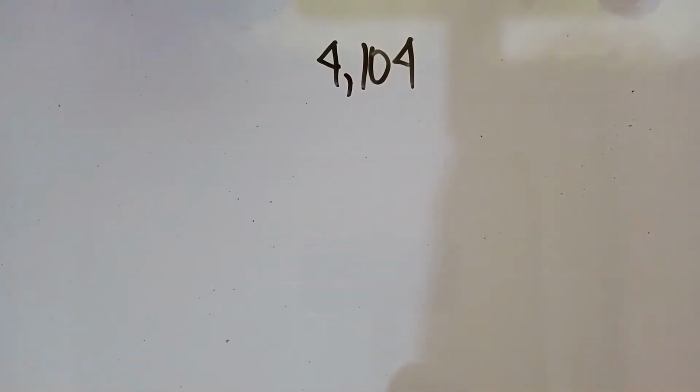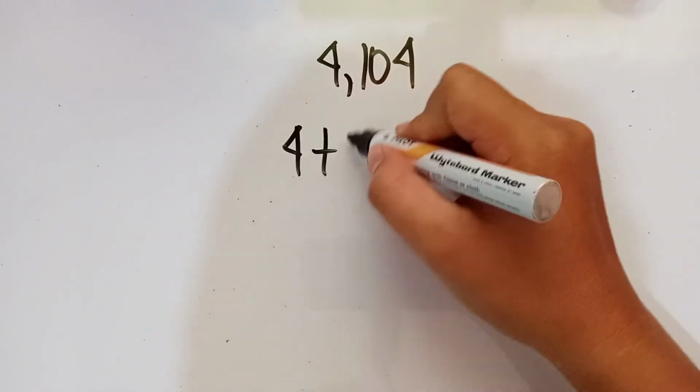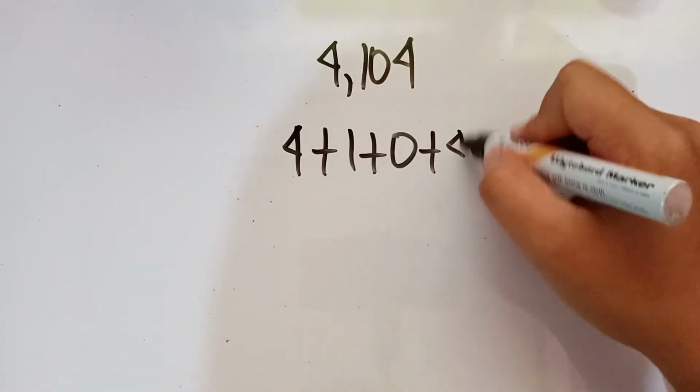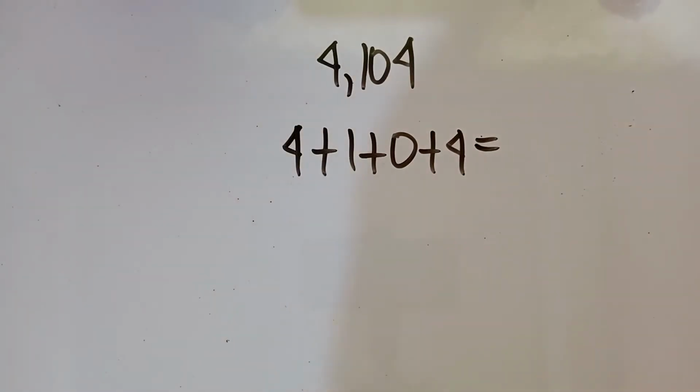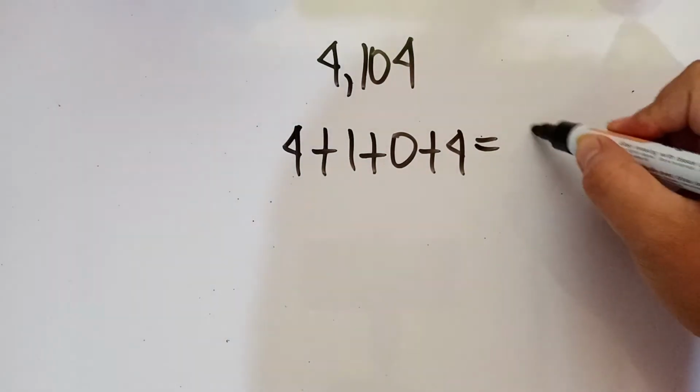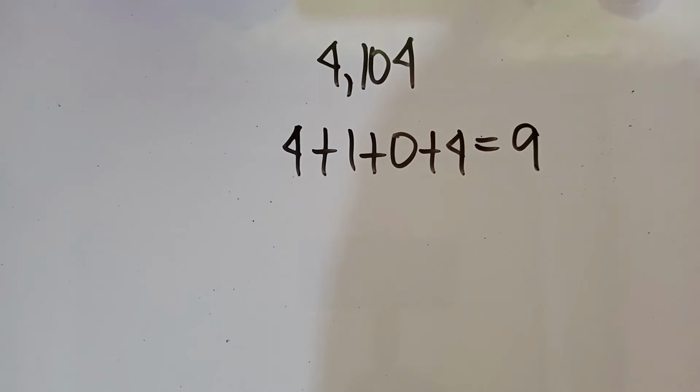Next example, we're going to test if 4,104 is divisible by 9. Again, we are going to add all the digits. So, 4 plus 1 plus 0 plus 4, the sum is 9. Is 9 divisible by 9? Yes, absolutely right. It is divisible by 9. So, therefore, 4,104 is also divisible by 9.